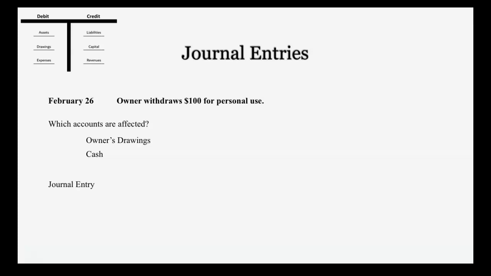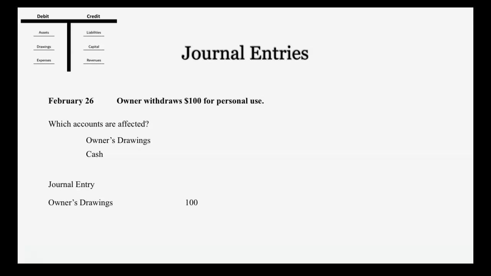So now we work down into the journal entry. And we need to think about, okay, which account are we going to be debiting? Well, our owner's drawings are increasing, right? There's now more owner's drawings than there were on February 25th. So to increase our drawings account, we need to debit drawings. So that will be our debit in this journal entry.